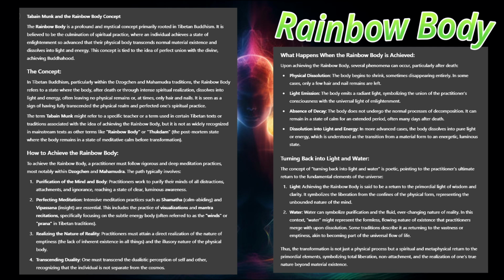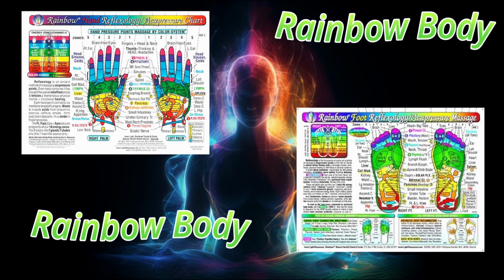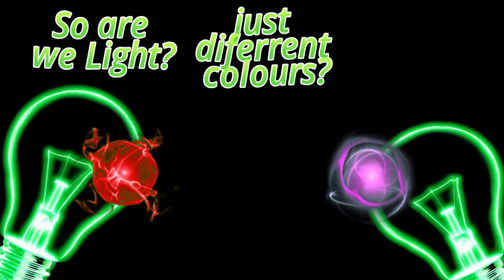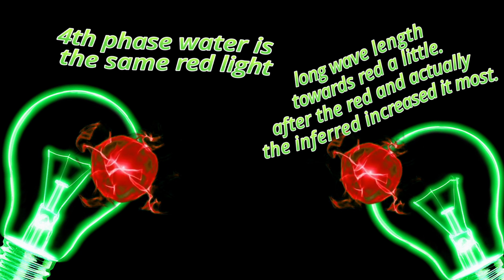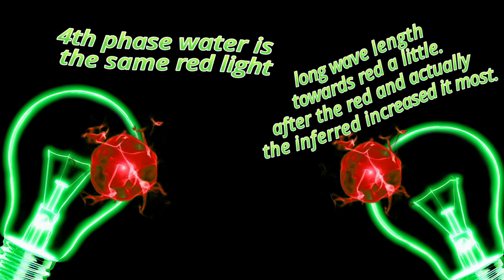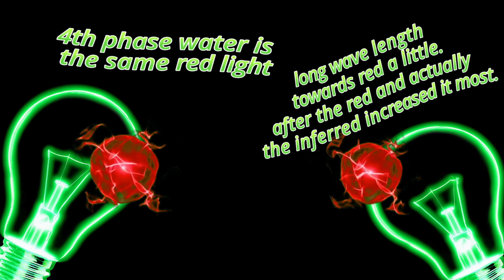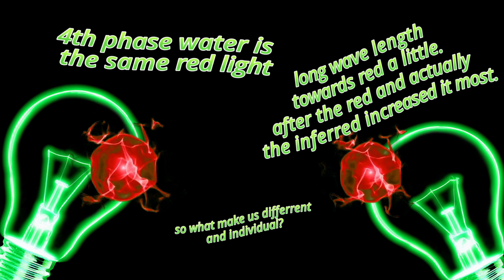This is known as obtaining pure enlightenment, which is also said to be a practice of fully transitioning from the physical realm. Light makes our fourth phase water. Light is present at conception. We see light at the end of life by the Tibetan monk's rainbow body process of dissolving the physical material into light and energy. So are we light? Are we unique and individual because we're different color light? No, we're not. The fourth phase water is increased by infrared light, so all fourth phase water is made by the same light. So what makes us different and individual?